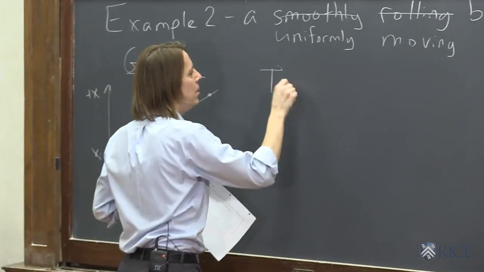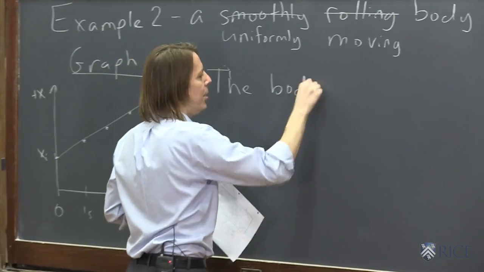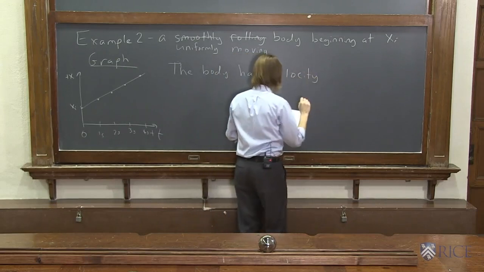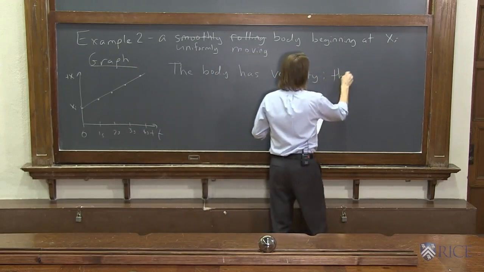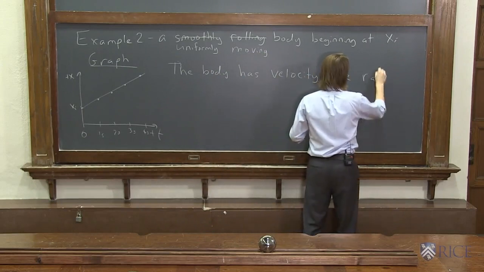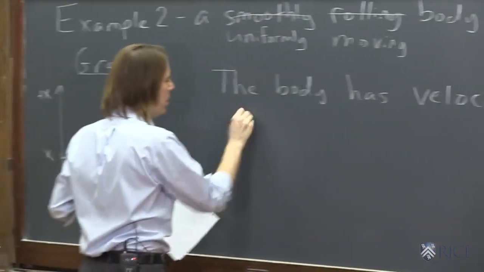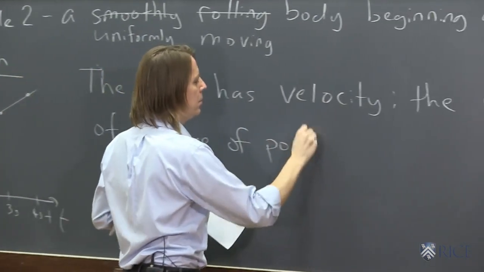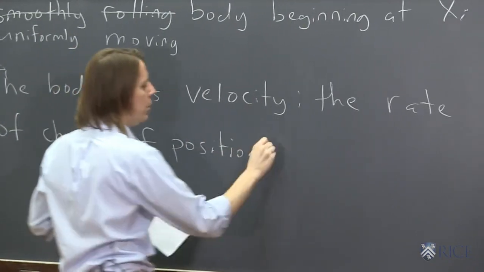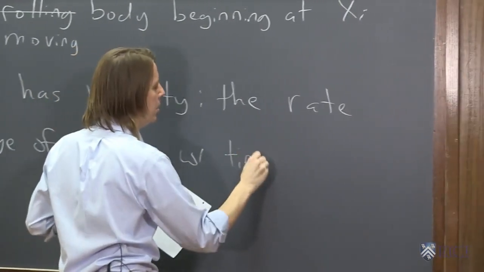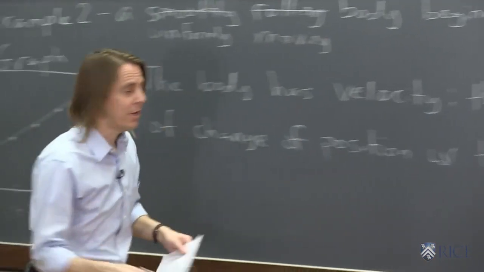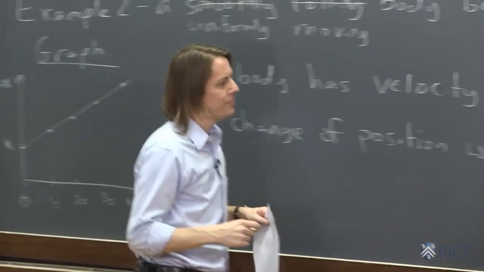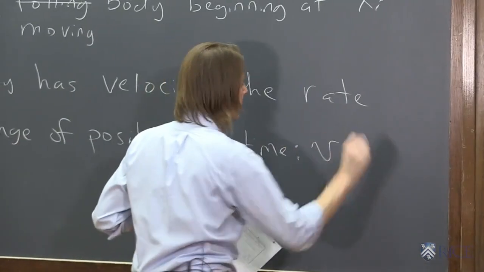So the property we're going to talk about is that the body has velocity. Velocity. So if we had to define velocity, it is the rate of change of position with time. We're going to talk about several kinds of velocities, but that is the basic idea. It's how fast is the position changing in time. The symbol for velocity looks like this.